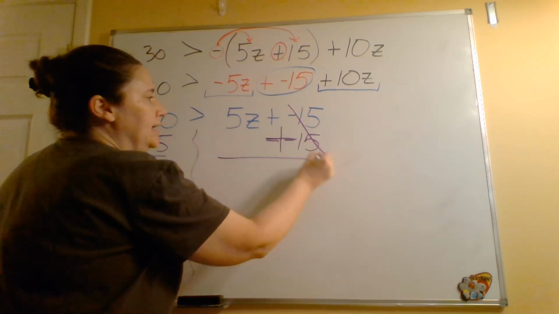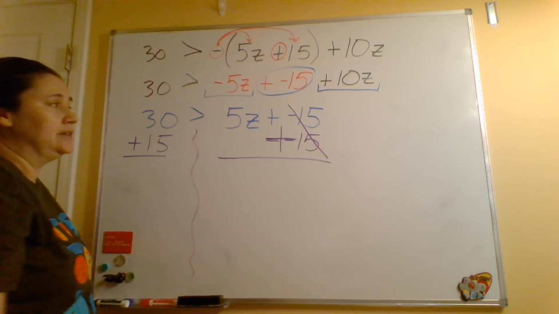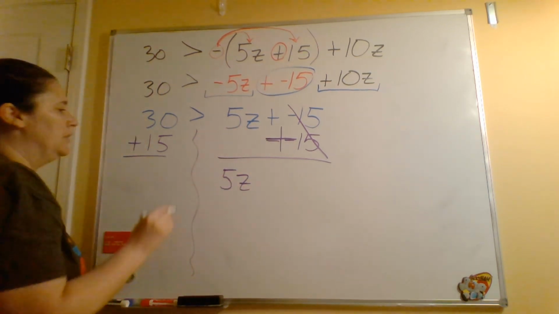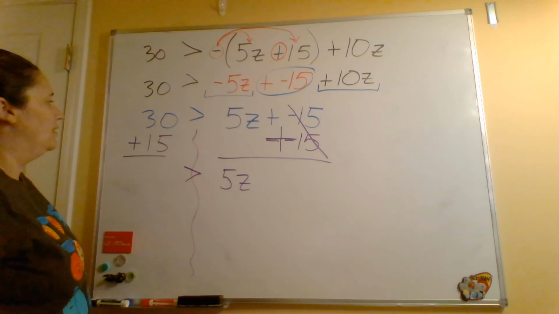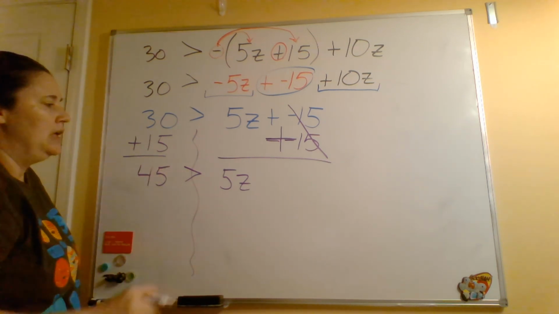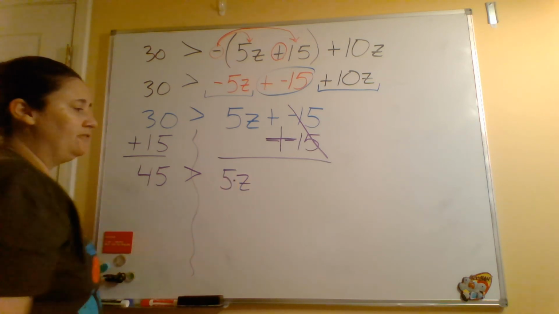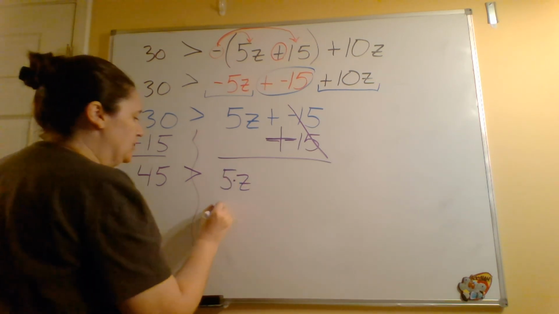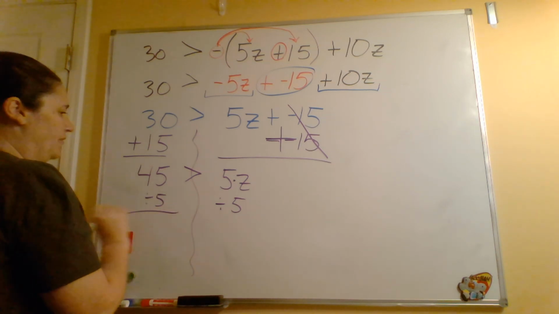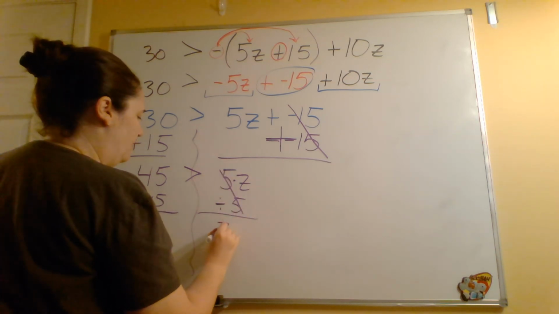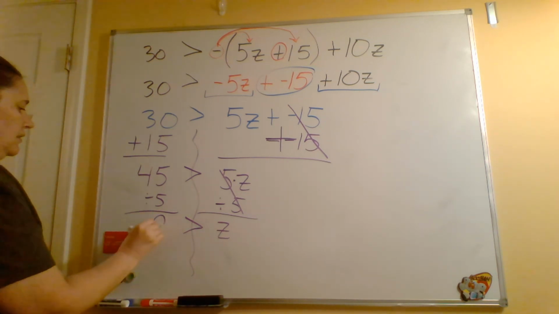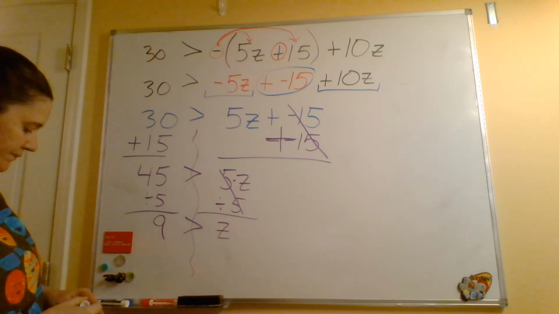On the right, negative 15 plus 15 makes 0. You have 5z by itself. You put the greater than sign down. 30 plus 15 is 45. Then z is being multiplied by 5. You have to do the opposite and divide by 5. 5's cross off. Z, you've got your greater than sign, and you've got 9.